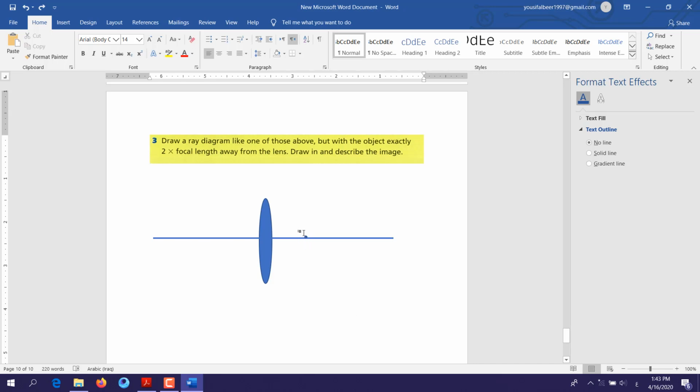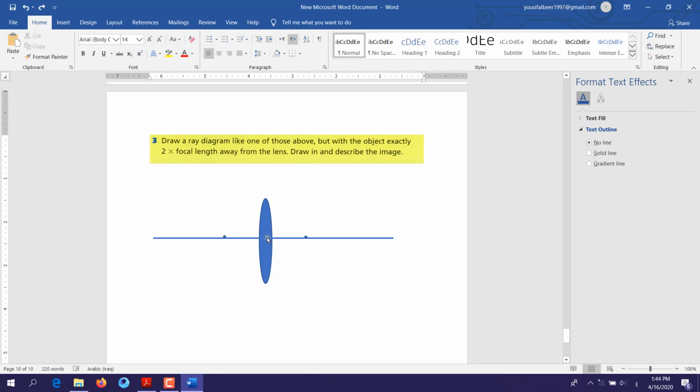By the way, this point, you can choose by yourself. It could be here, it could be here, it could be in any place. It's up to you. Next step, we will draw another principal focus point. As we said, we will have two principal focus points.